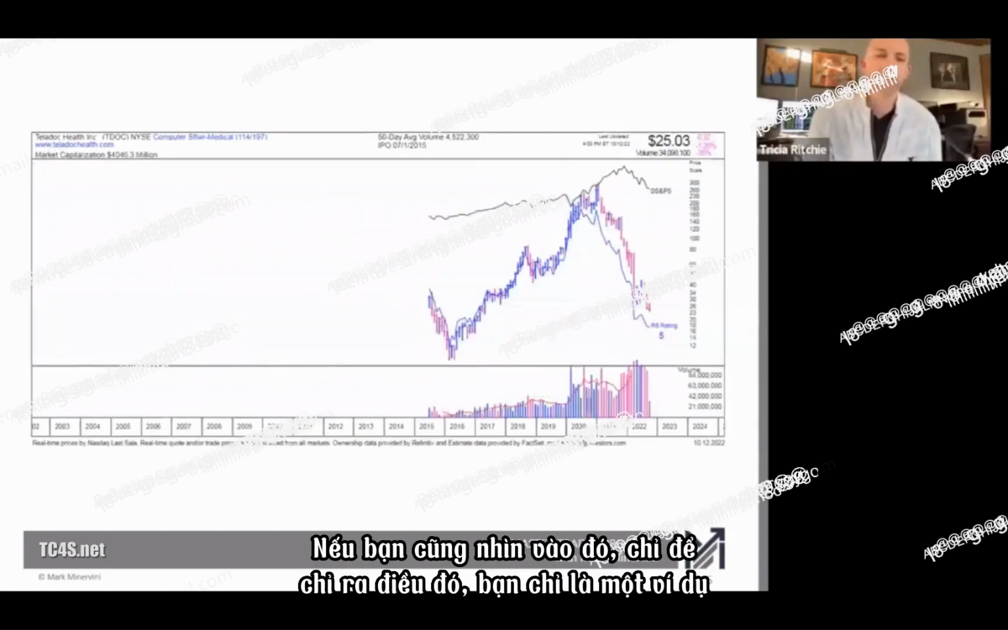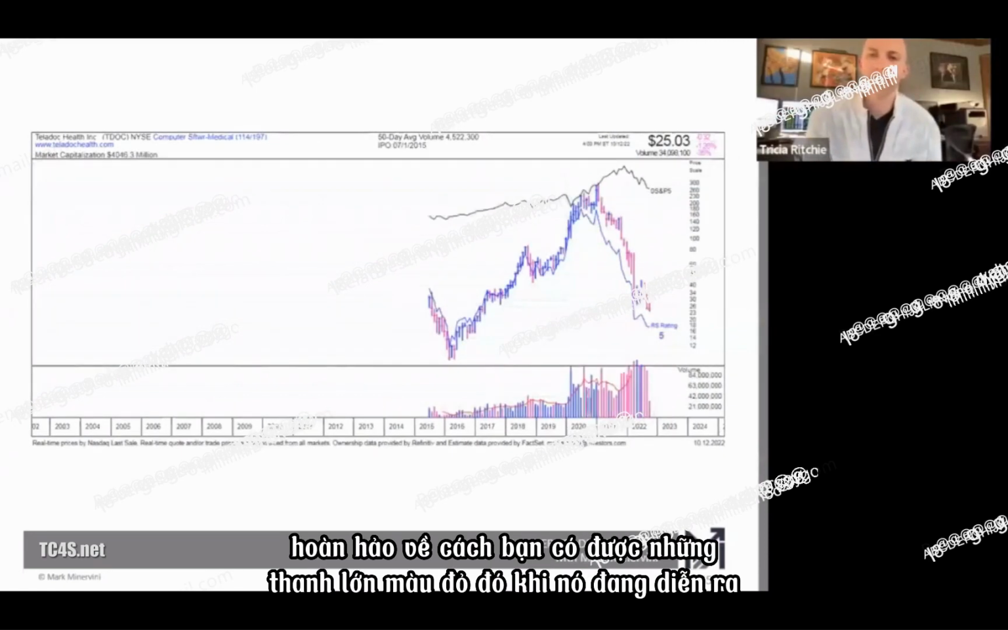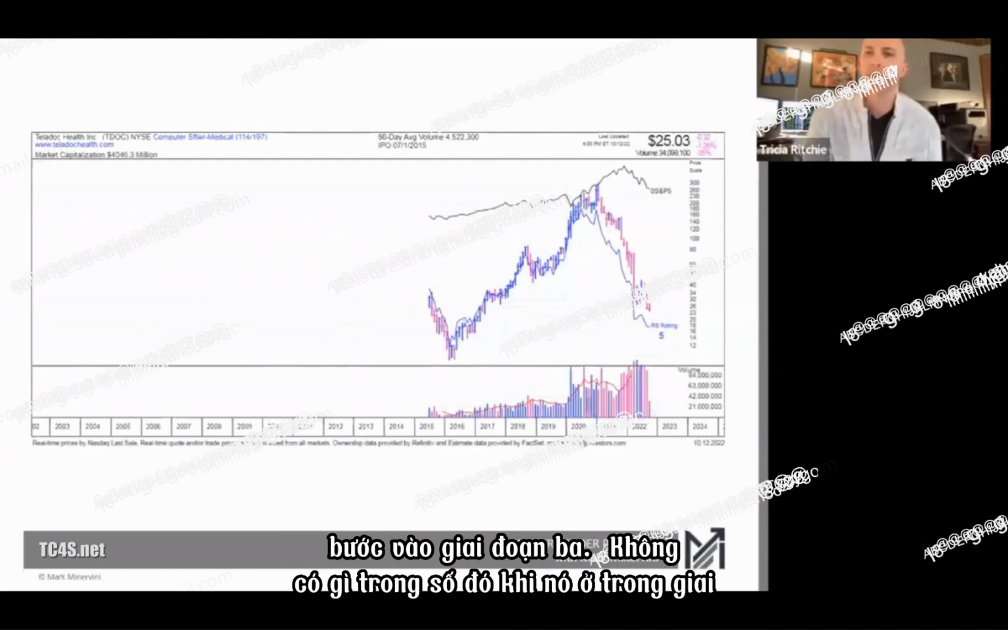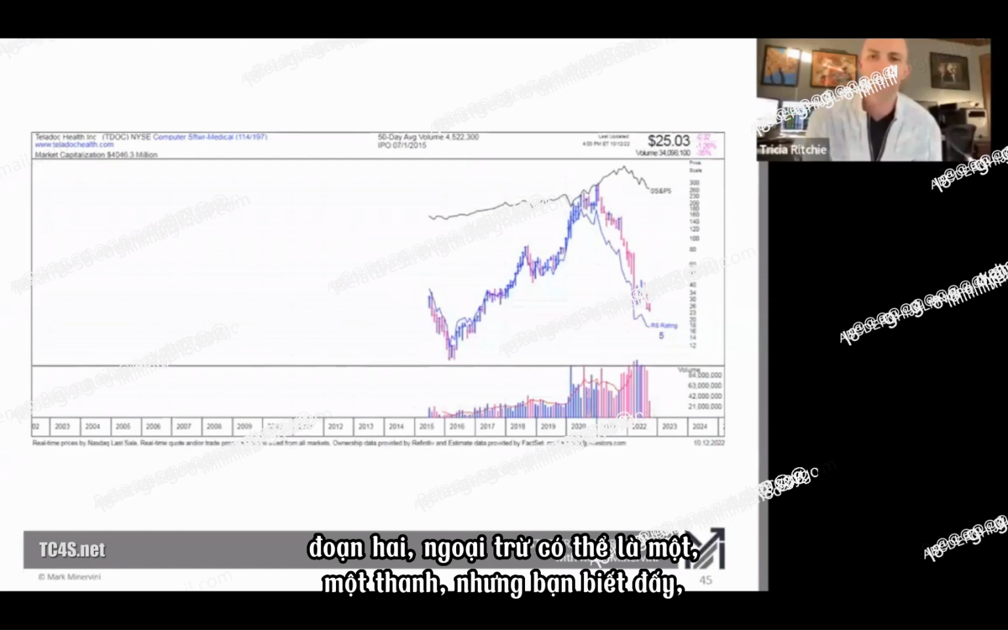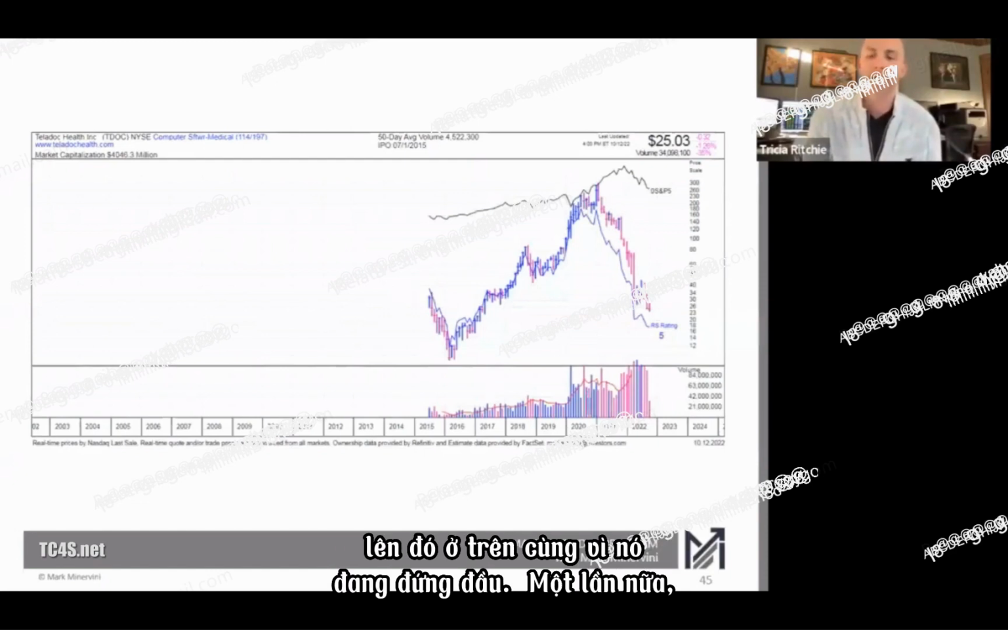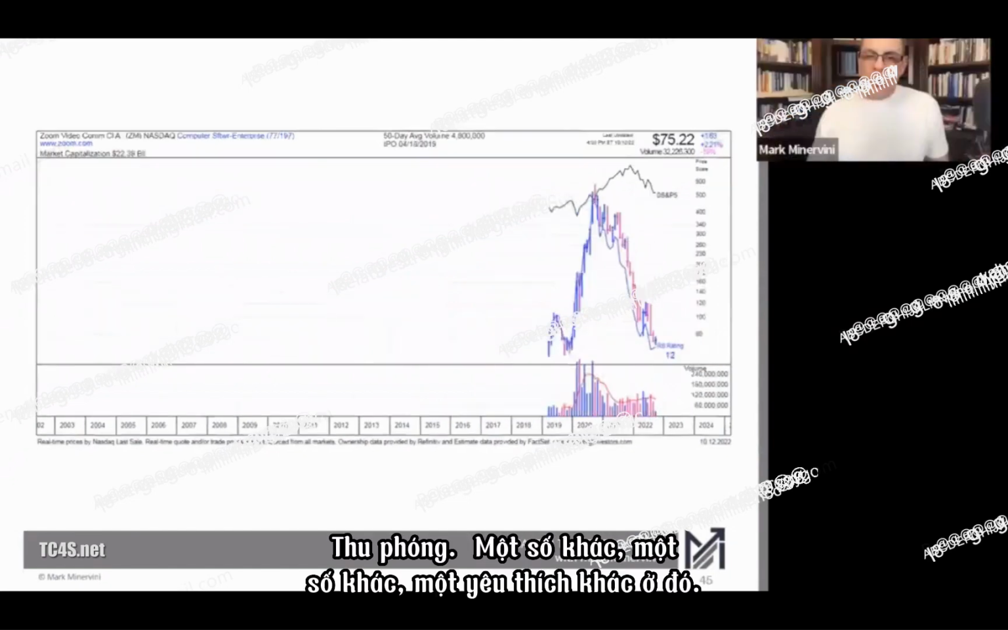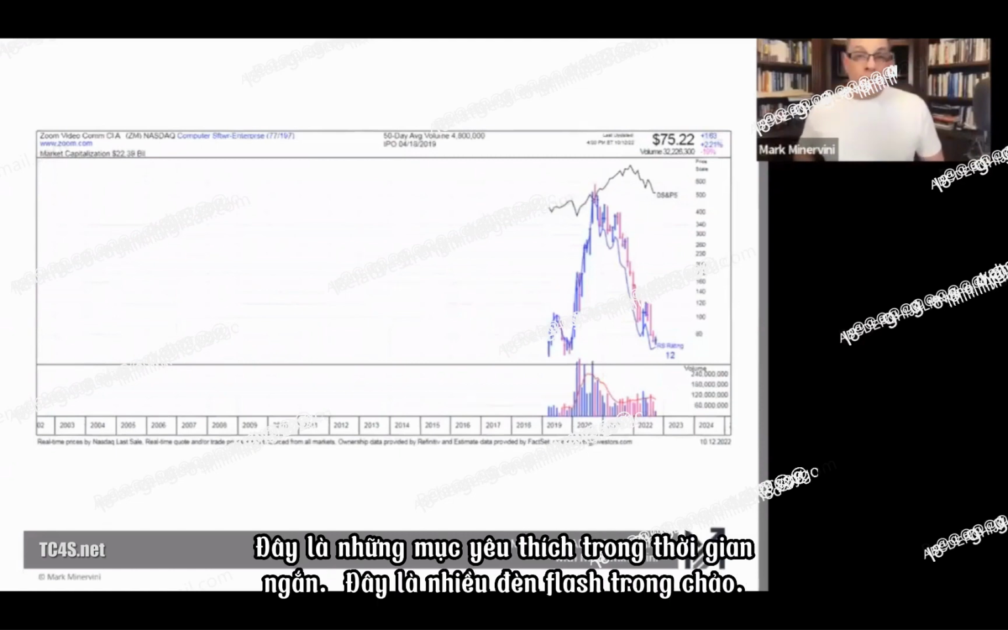Mark, if you look at that too, just to point that out, it's a perfect example of how you get those large, big red bars as it's going into stage 3. There's none of that when it's in stage 2, except for maybe one bar. But up there at the top, as it's topping, again, those are institutions that are selling and putting in the top. Zoom, another one. Another favorite there. These were short-lived favorites. These are more flash in the pan.